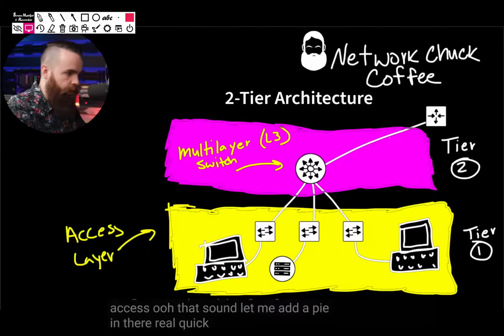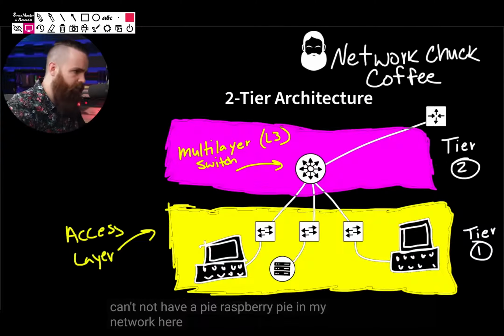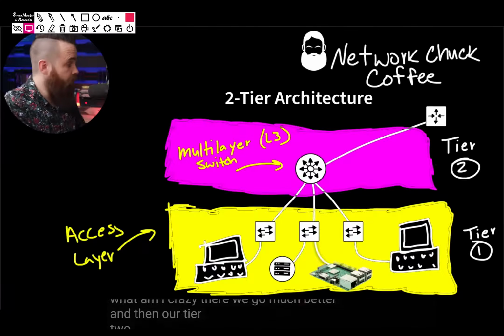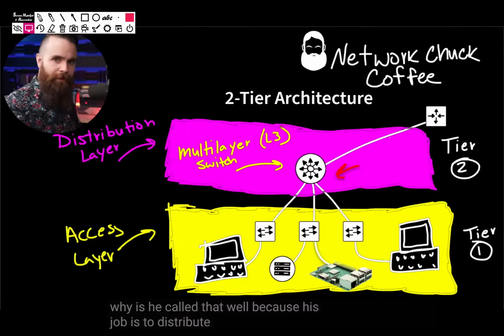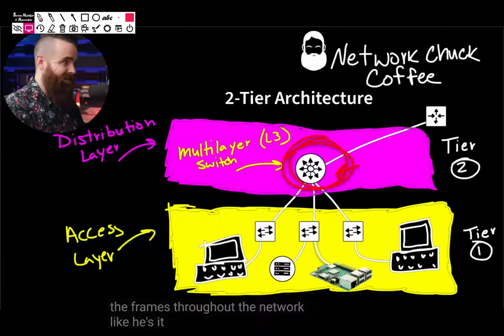Let me add a Pi in there real quick. Can't not have a Raspberry Pi in my network here. What am I, crazy? There we go, much better. And then our tier 2 layer is called our distribution layer. And of course, this would be our distribution switch. Why is he called that? Well, because his job is to distribute all the packets, all the frames throughout the network. He's it. Everything goes through him.